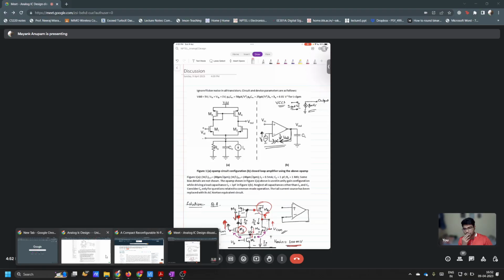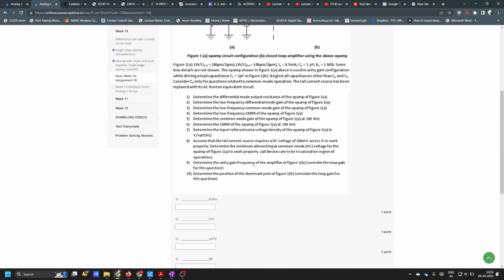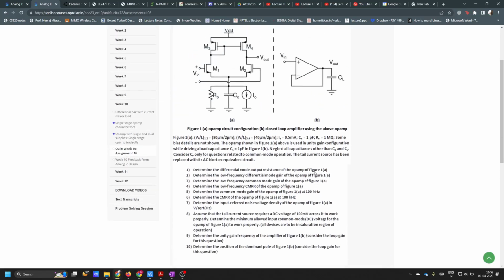They asked to find out the unity gain frequency, sir. So it means we have to find it in differential mode or common mode gain? No, sir, for differential mode they are asking. So for that C naught and R naught, sir. One second, one second.